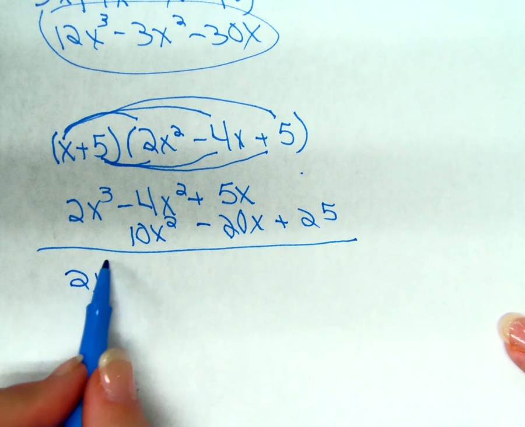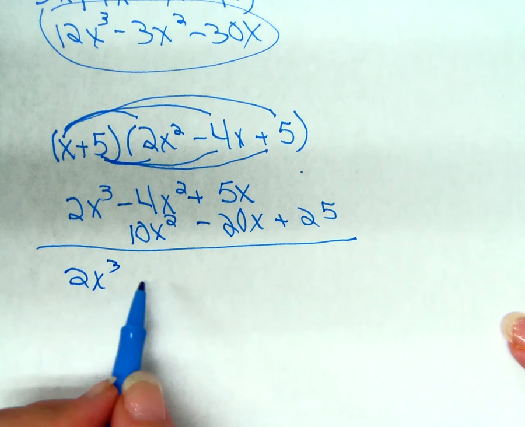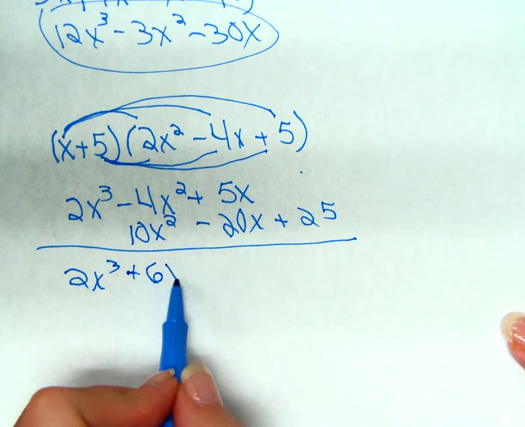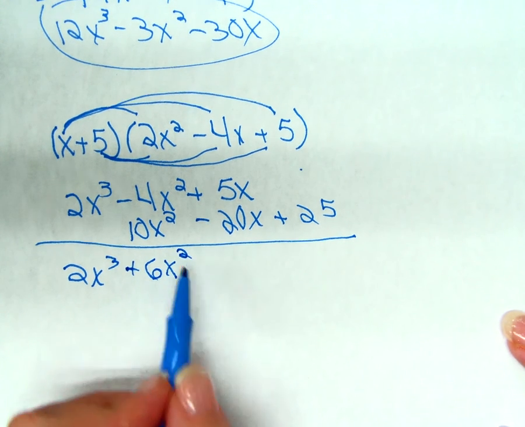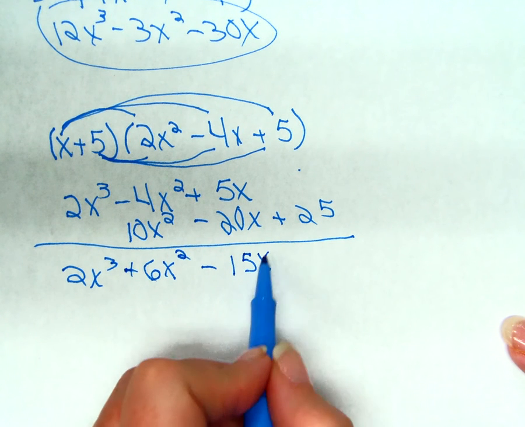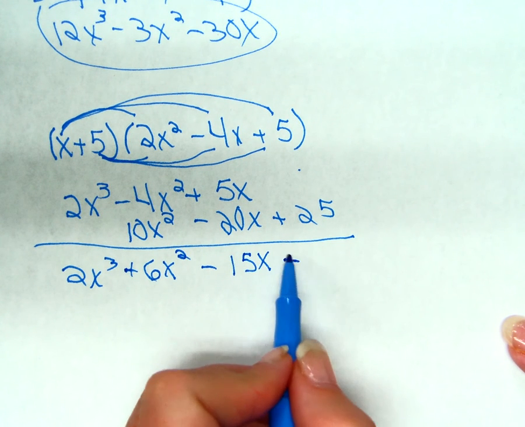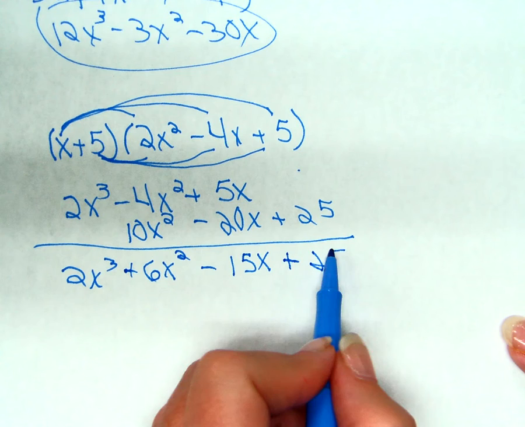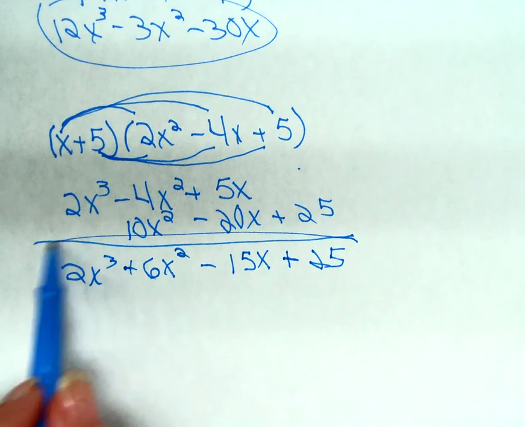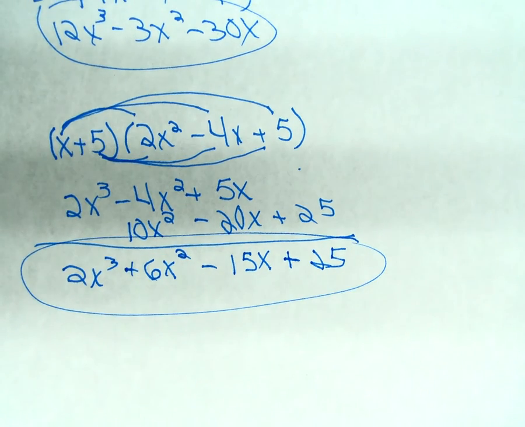2x to the third. And then plus 6x squared. Somebody else? Minus 15x. And somebody else. Hopefully you can get that last one. And guess what this is? Answer. How comfortable are you with adding, subtracting, and multiplying polynomials?